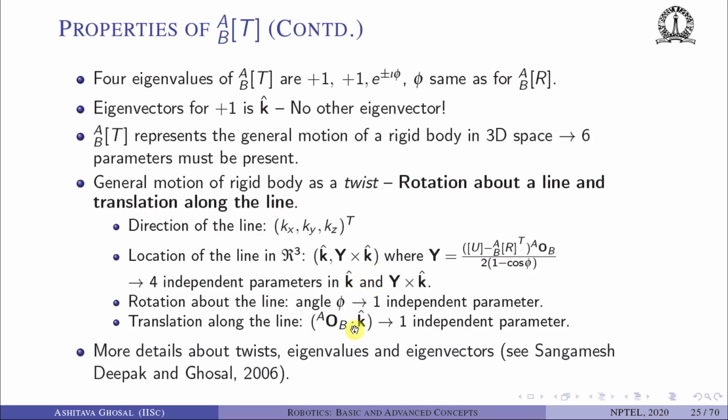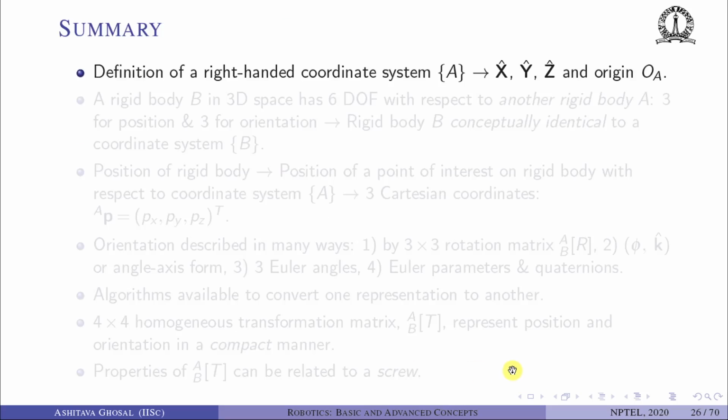The last 2 independent parameters are the rotation angle phi, which is also an independent parameter, and the translation along the line, which is AOB dot k. So there are 6 independent parameters here: 4 in the line, 1 rotation, and 1 translation. You can look at more details about twists, eigenvalues, and eigenvectors in several papers. We can look at a paper which we published in 2006.